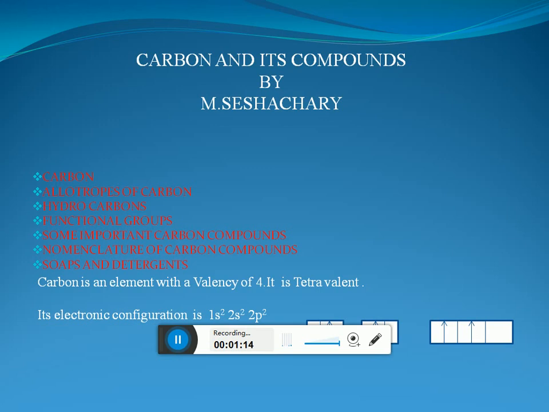configuration, carbon has to lose 4 electrons to get the nearest inert gas of helium, or carbon has to gain 4 electrons to get the nearest inert gas of neon. Is it possible for carbon to lose or to gain the electrons? Let us discuss. If carbon gains 4 electrons, it becomes C4 minus. So it is very difficult for 6 protons present in the nucleus to hold 10 electrons. So it is not possible.